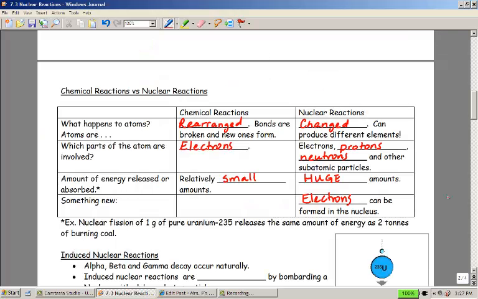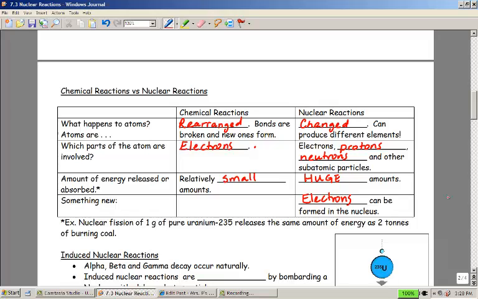Let's compare chemical reactions to nuclear reactions. In chemical reactions, the atoms are simply rearranged, bonds are broken, and new ones form. In nuclear reactions, we actually have atoms that are changed, and we can produce whole new different elements. The part of the atom involved in chemical reactions is only the electrons. Electrons can be shared, or they can be transferred from atom to atom. In nuclear reactions, all of the atom is involved. Electrons, protons, neutrons, and even other subatomic particles that we haven't talked about.